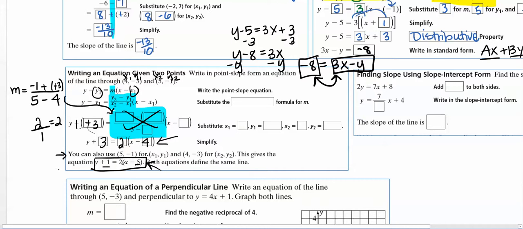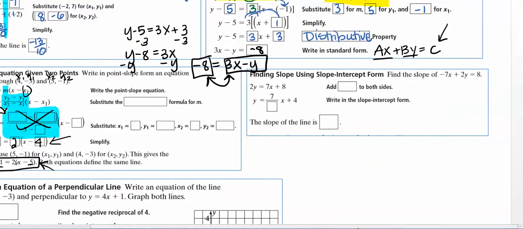Okay, let's look at this one over here, finding slope using slope-intercept form. So this is in, what kind of form is that? If you said standard, you would be correct. Ding, ding, ding. It's ax plus by equals c. Now, standard form has its purposes, but to graph something, it's not going to be so easy to graph in this form. We like slope-intercept form because it's easy to graph in.